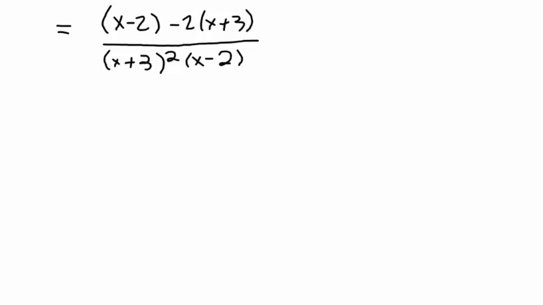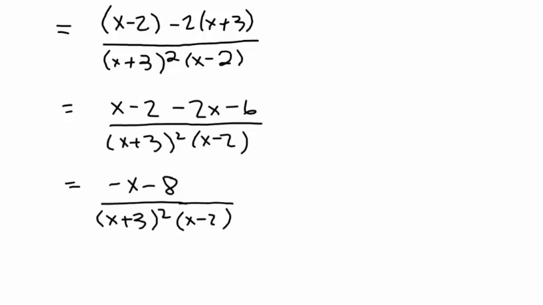And that's going to give us x minus 2 minus 2 times x plus 3. I've written our denominator as x plus 3 squared times x minus 2. So expanding out our numerator, we should get x minus 2 minus 2x minus 6. And doing some simplification gives us negative x minus 8 in our numerator. And this expression in the numerator is not going to cancel with any of our factors in the denominator, so we are finished.